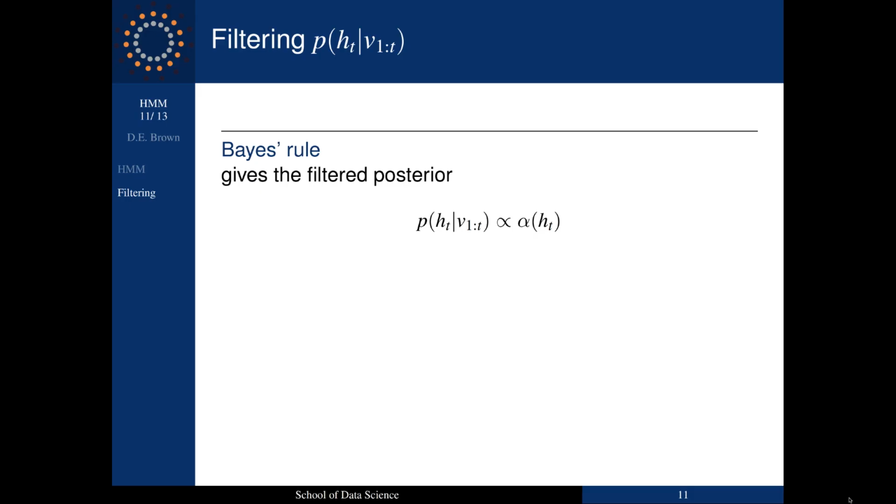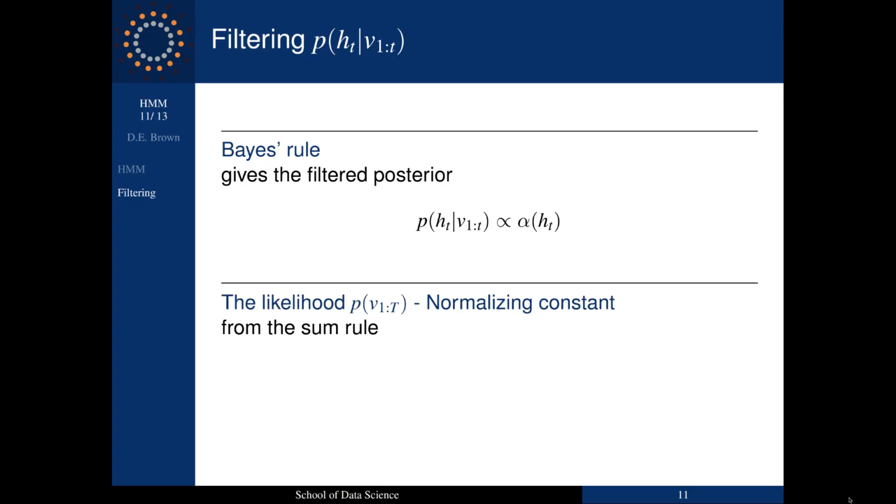Okay, we're now going to use Bayes' rule here to give us this filtered posterior distribution, which is what we want. This is what we're looking for in filtering, the probability of h of t given all the visible states that we've observed between 1 and time t. So we want to give a good estimate for where we might be in this process in terms of the hidden unit given everything that we've observed through those visible units. And that, by Bayes' rule, is just proportional to that alpha of h of t. It's proportional to that joint probability that we saw, h of t and v of 1 to t.